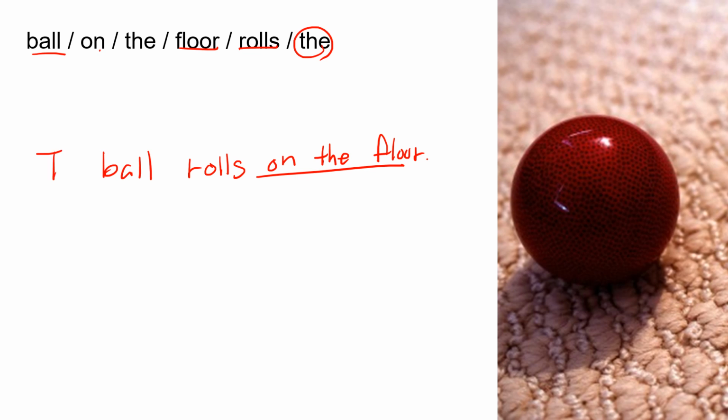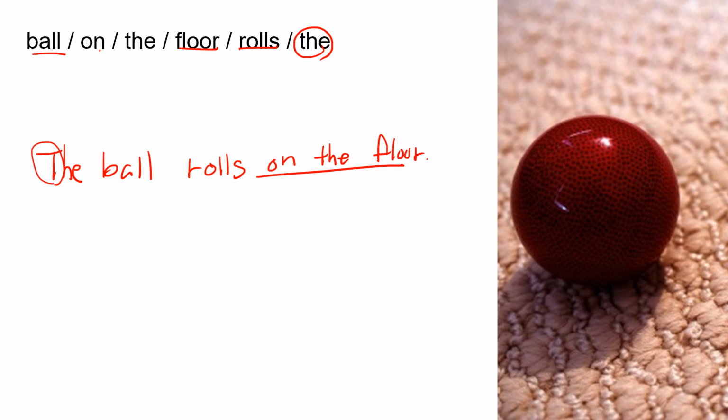Number four: "Ball on the floor rolls." Again, rolls is the verb, R-O-L-L-S. And floor cannot roll, right? So we can make "on the floor." The only thing that can be the subject is ball. The ball. When you start an English sentence, you need to use a capital letter.